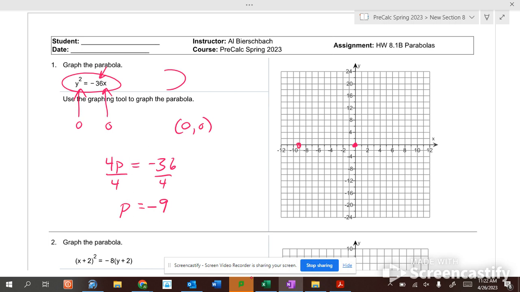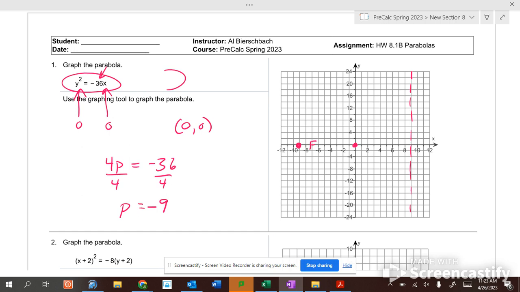So it's negative 9 over to the focus. So our directrix line is 9 on the other side of the vertex. So that's going to be at 9. All right. So how far are the focus and directrix away from each other?